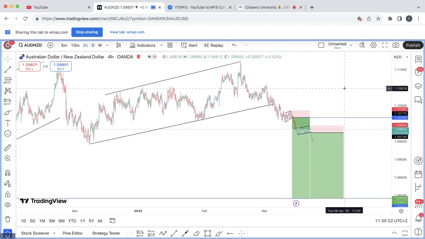So this is how I'm looking at the Australian dollar over the New Zealand dollar. I don't know, guys, if any of you have any questions. Are you all on the same page? Any questions before we close off this session? Okay, it doesn't look like anyone is typing any questions.